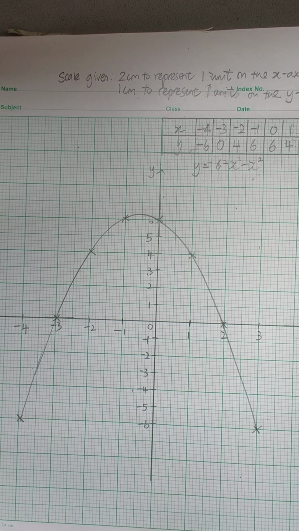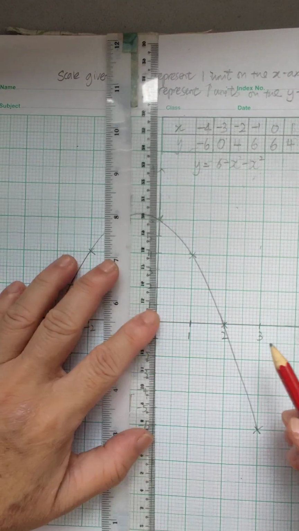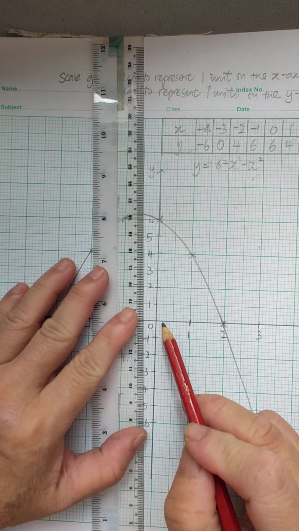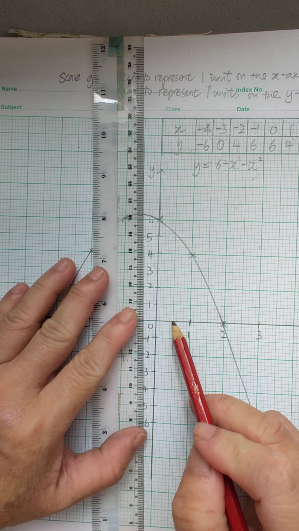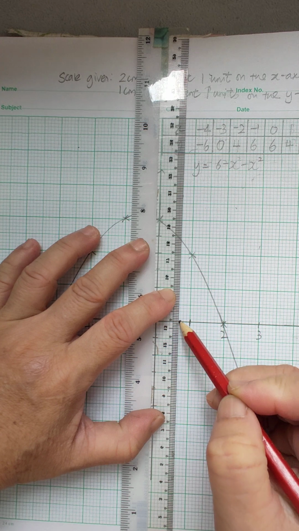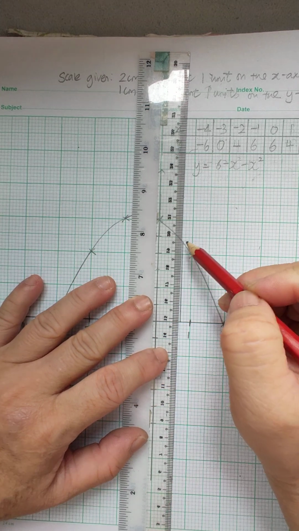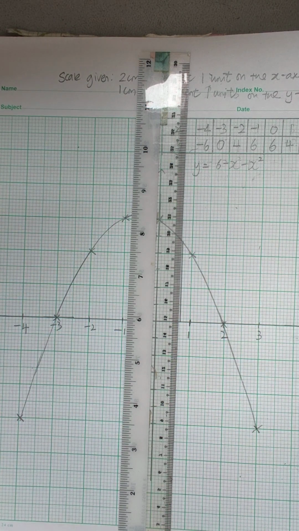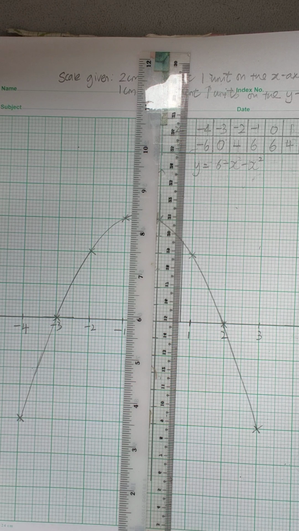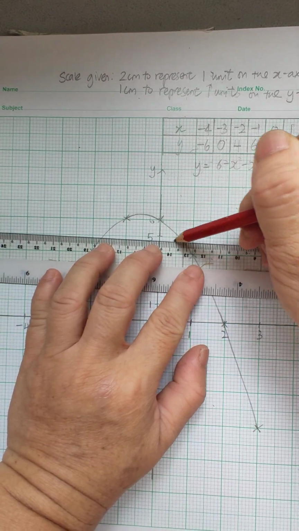Use the graph to find the value of y when x is 0.7. When x is 0.7, what is the value of y? Start from here, you count: 0.1, 2, 3, 4, 5, 6, 7. So x equals 0.7 is this line here. Then draw a vertical line, and you touch your curve. When you touch your curve, you then draw another line to find your y coordinate.